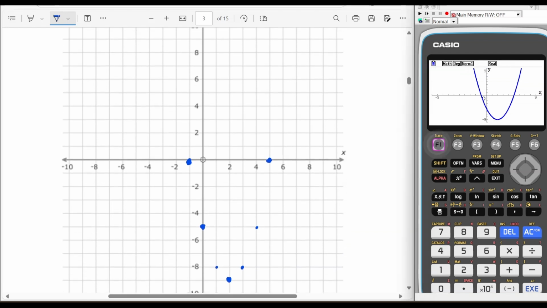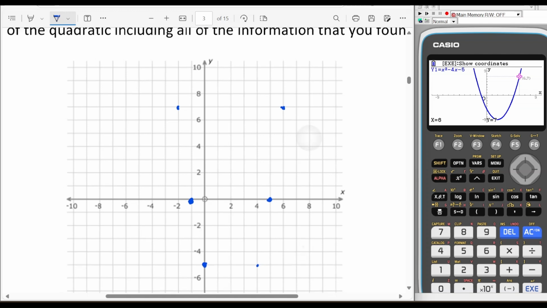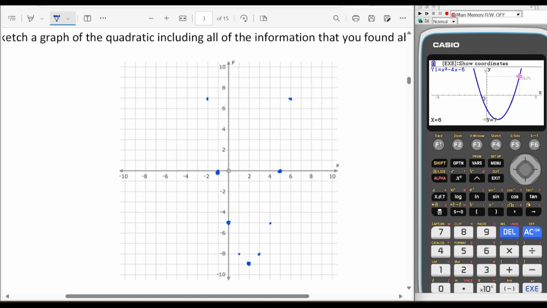Maybe I'll even figure out what it is at 6. It looks to be at 7. So we'll just pop that one in there, and then that'll be symmetric. So that's minus 7 across there. Get a rough shape of this quadratic.